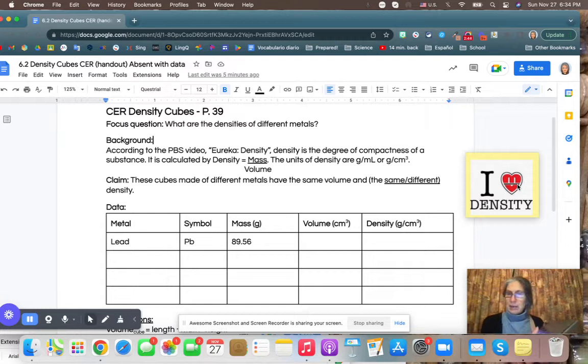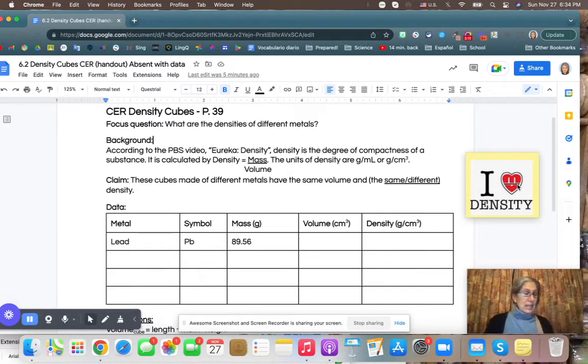So basically, I'm going to take my little scale. You're not going to quite be able to see what I'm doing. I'm putting it on the scale, and I'm getting the mass of it. I have to set it to 0. And I get, I already put it on there, 89.56.